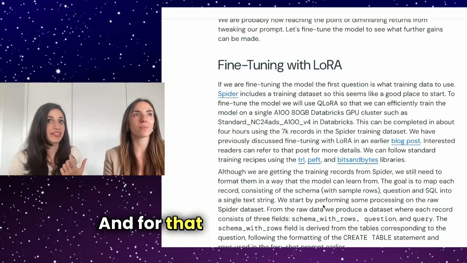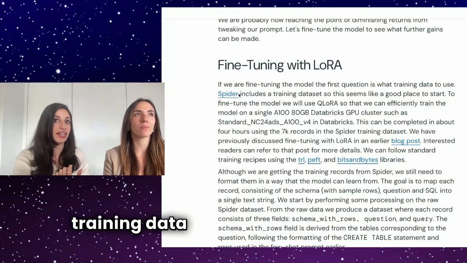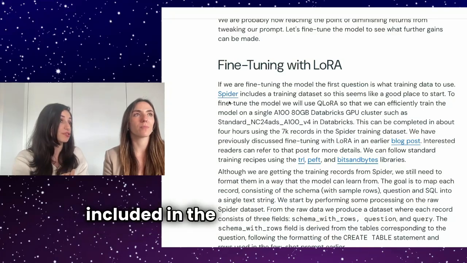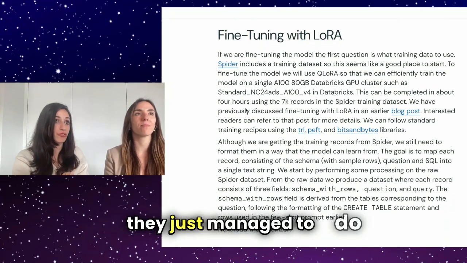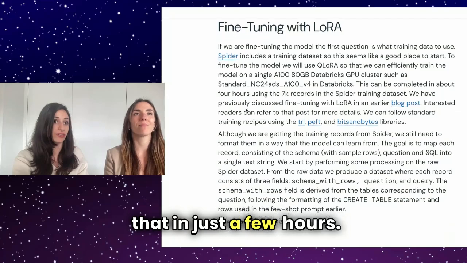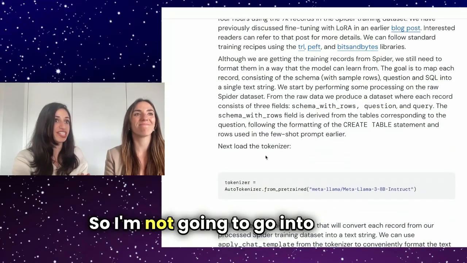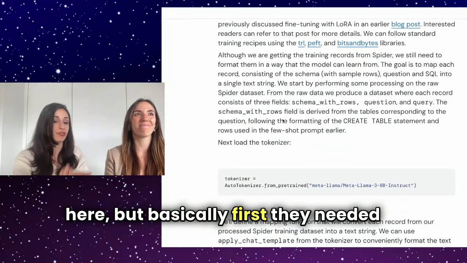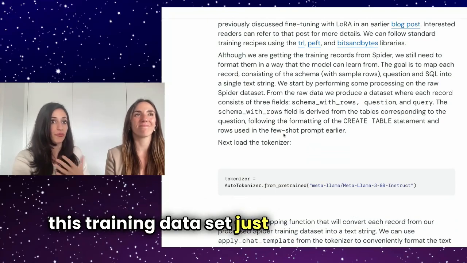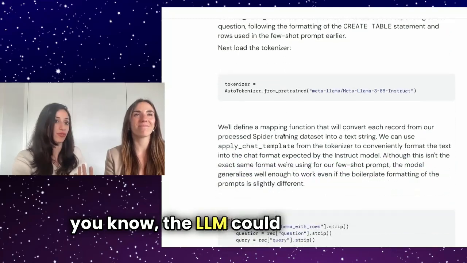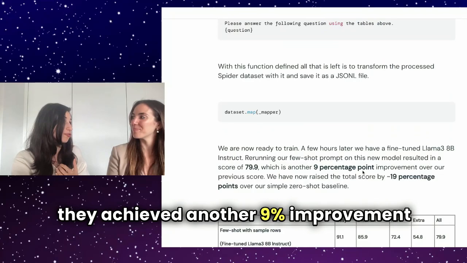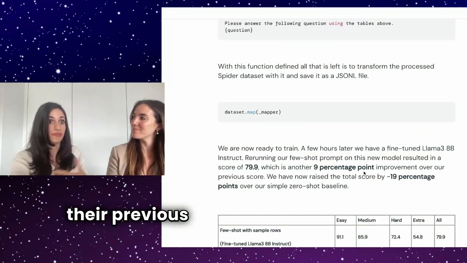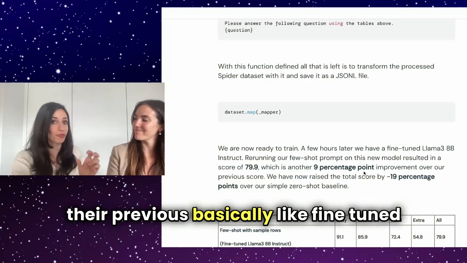For that, they use a training data set that's included in the Spider benchmark, actually. They managed to do that in just a few hours. I'm not going to go into details here, but first they needed to take this training data set and format it so that the LLM could learn from it. They achieved another 9 percentage point improvement over their previous prompts.